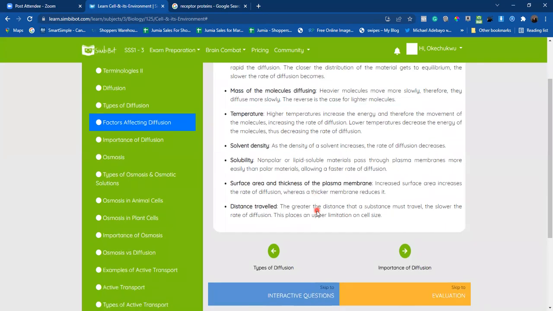Solubility. Non-polar or lipid soluble materials pass through the plasma membrane more easily than polar materials. Then there is surface area and thickness of the plasma membrane and distance traveled. The greater the distance that a substance must travel, the slower the rate of diffusion.